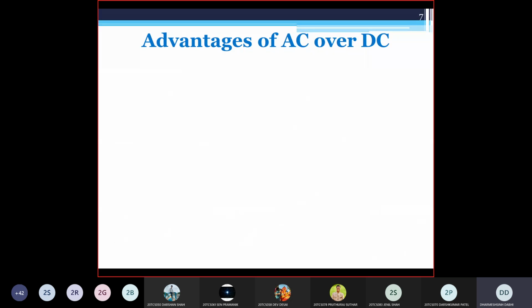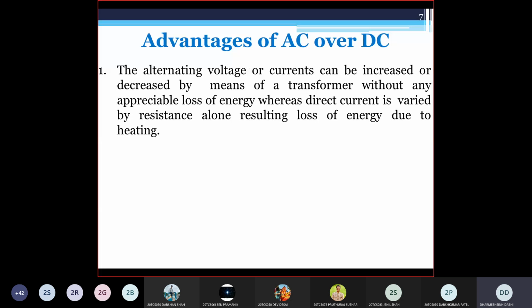Now, what are the advantages of AC over the DC system? Clear? As I told you, alternating voltage or current can be increased or decreased by means of a transformer without any appreciable loss of energy, whereas direct current can be varied by resistance alone, resulting in the loss of energy due to heating. Clear?